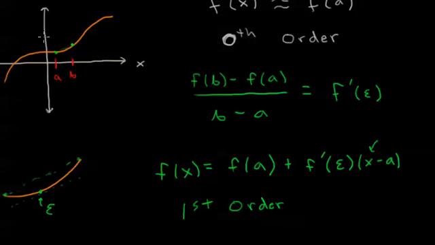So first order approximation. All we've done is we've taken the slope between a and some point nearby, and we've approximated our function as the value at a, and then plus the average derivative in the region around a multiplied by the difference between x and a. So it's basically just following this dotted green line. That's how we've approximated our function.